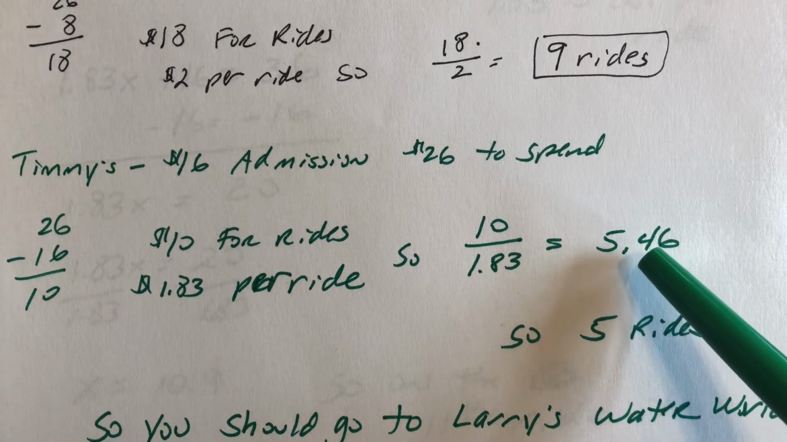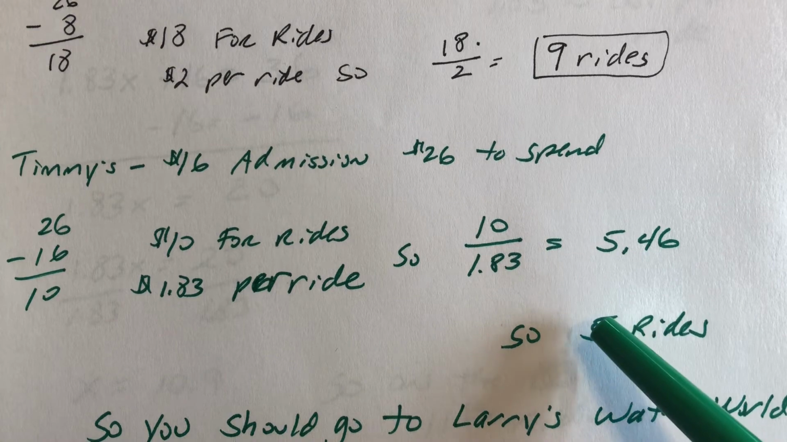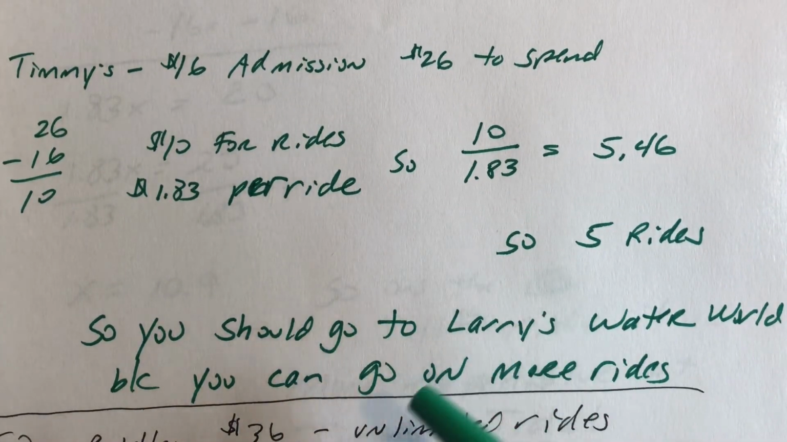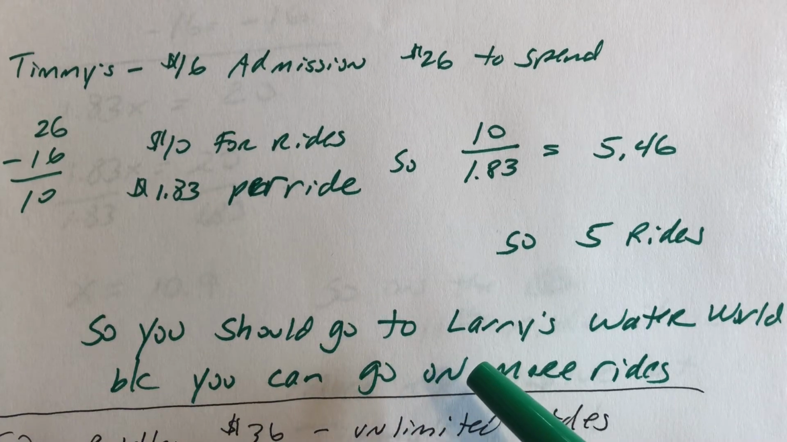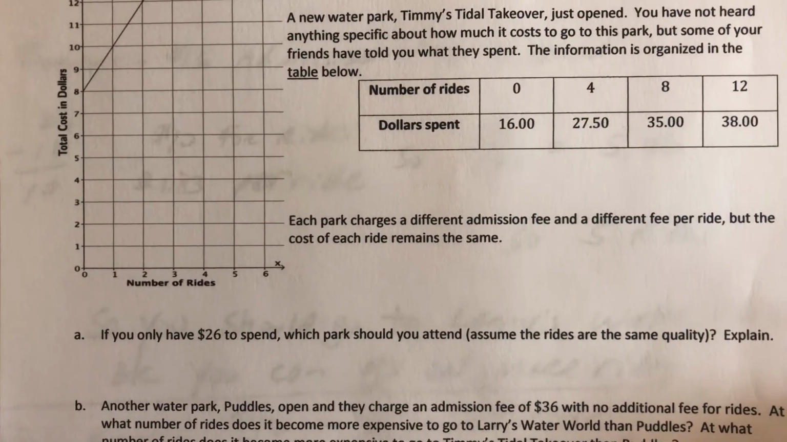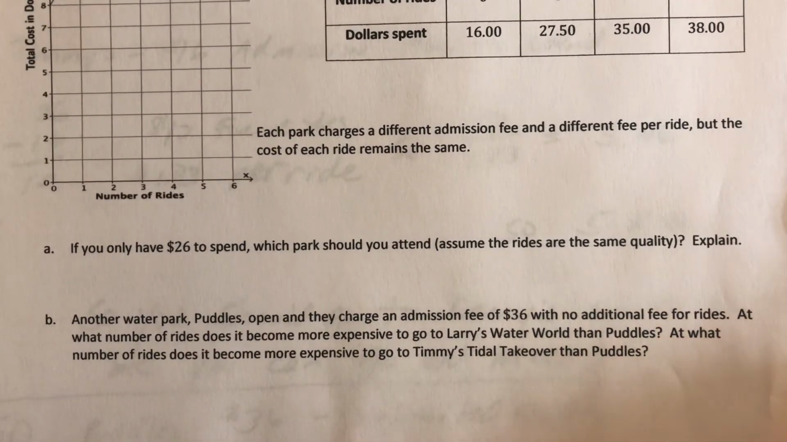Obviously, you can't go on 4/6 of a ride, so you can go 5 rides on Timmy's. So you should go to Larry's Water World because you can go on more rides. Okay, all right. Now we're going to go on to the next part of the problem. So we're still on 2, and part B says this, right?